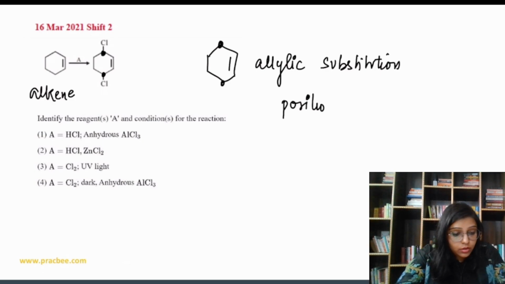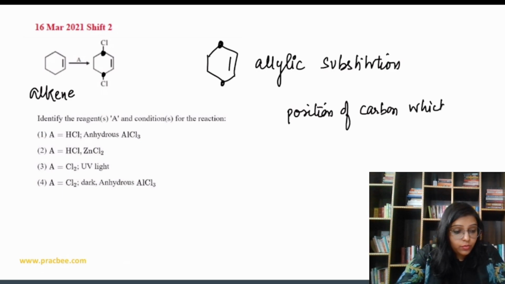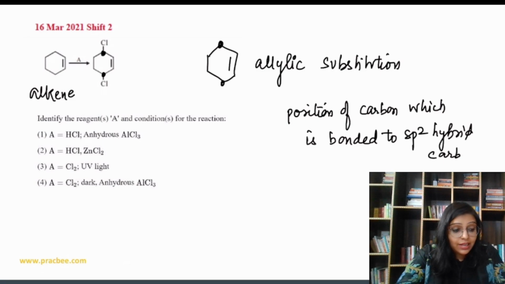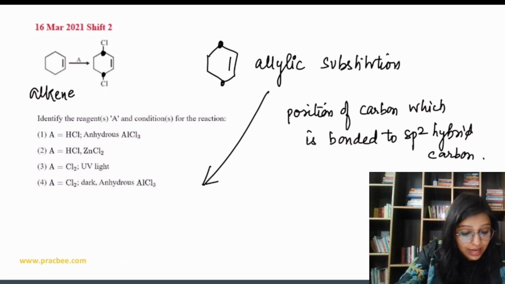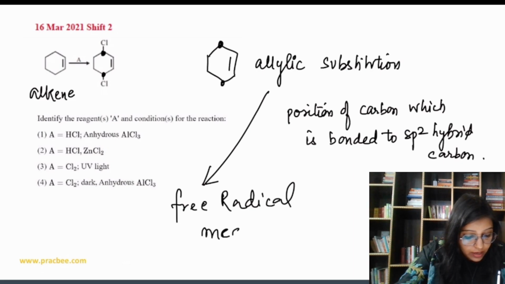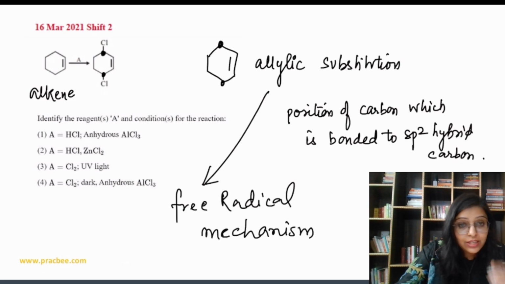Allylic position is that position where the adjacent carbon is sp2 hybridized, right? The position of carbon which is bonded to an sp2 hybrid carbon. Okay? So that's allylic substitution. If we want allylic substitution, that happens via the free radical mechanism. And for the free radical mechanism we have the condition of sunlight and so on.